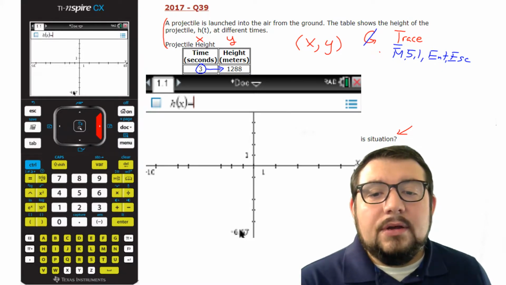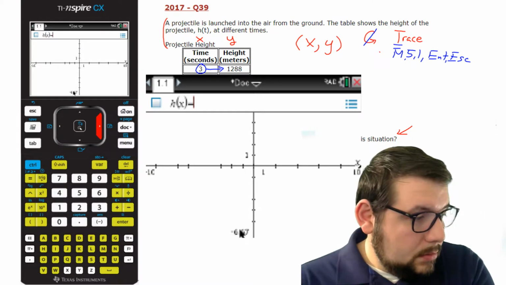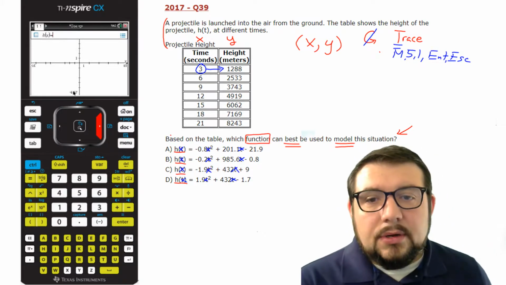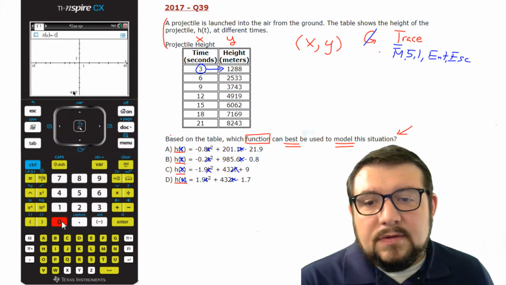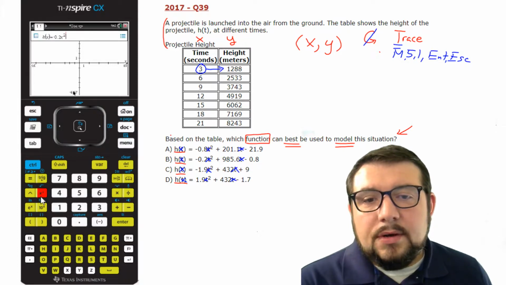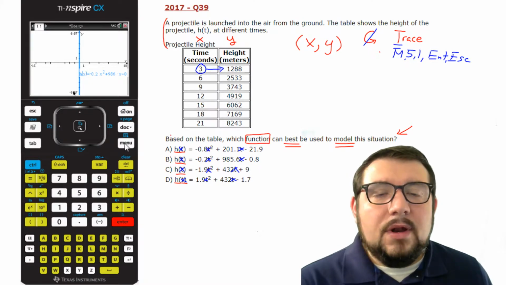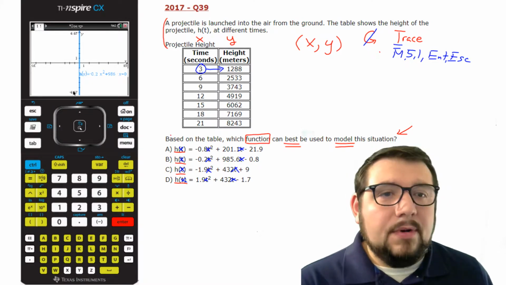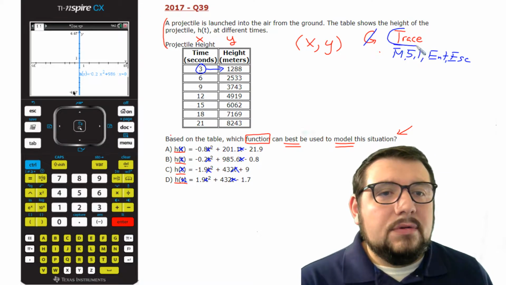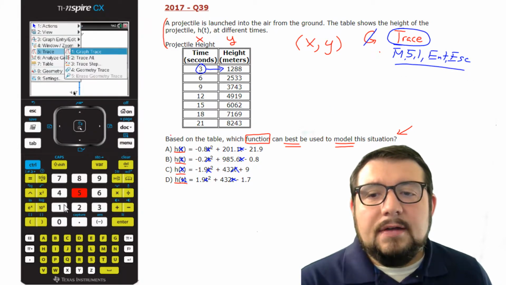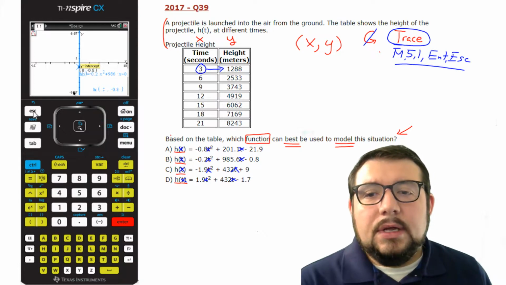And then I'm going to go over here and copy in this one, choice B. So I'm just going to go ahead and copy that. Negative 0.2 x squared plus 985.6x minus 0.8. Push enter, and I have a new graph. And what am I going to press now? Well, I got to do my trace. Remember, I have to do trace. So that means I'm going to press this sequence again. Menu, 5, 1, enter, escape.